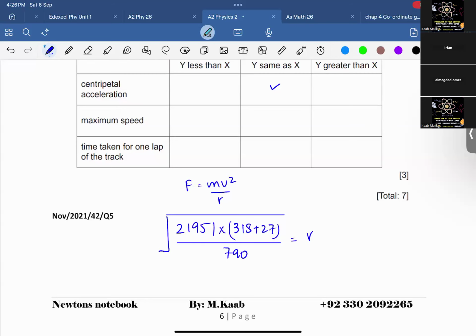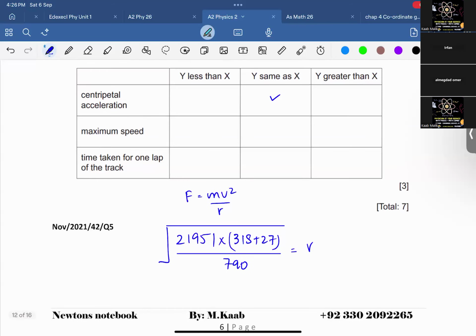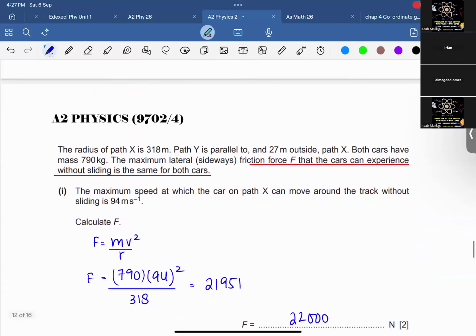This first row is centripetal acceleration, not force. Would it still be the same? If the centripetal force is the same, the centripetal acceleration will also be the same, since it depends on the mass. Both cars have the same mass, they've mentioned that. Okay, then yeah, it's the same.